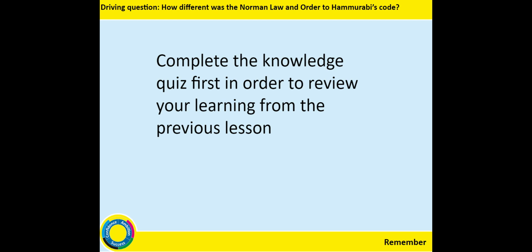Welcome back, Year 7s. Today is the 8th lesson, and we are looking at the differences between punishments set in Mesopotamian times and punishments set by the Normans. Today's driving question is, how different was the Norman law and order to Hammurabi's code?